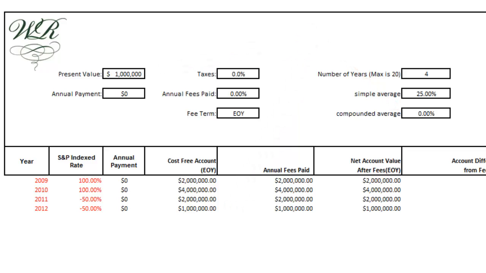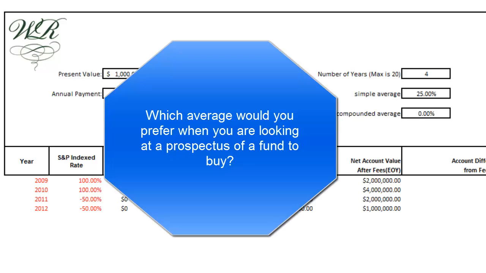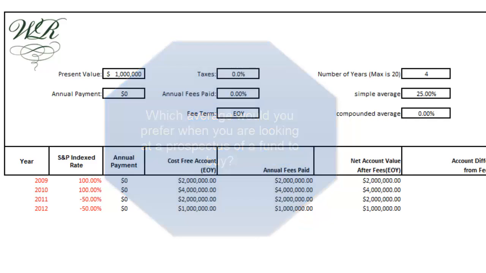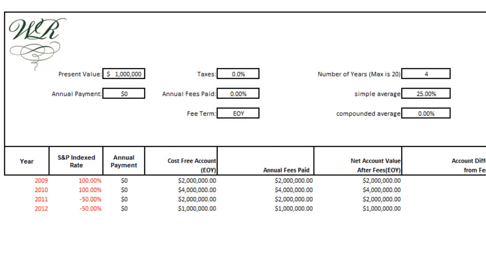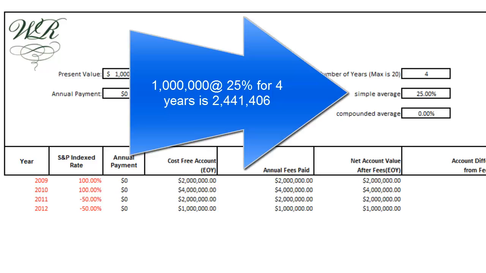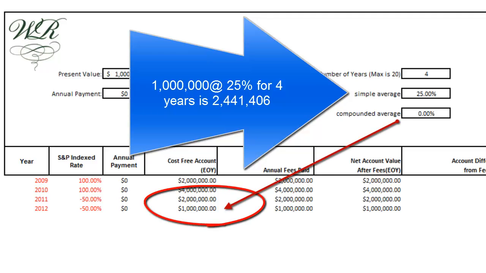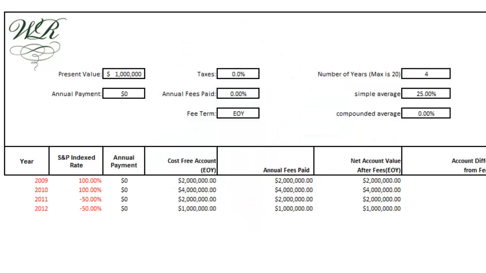Here's a question. If you were investigating an investment for you to buy, which average would you like to use? Because a simple average of 25% leads you to believe that $1 million grew by 25% over the 4 years, when in actuality the compounded return was 0. You've got to know the difference between the two. But we're suggesting not to be in the market anyway, so this is kind of a moot point if you agree with us. But it is important to know the reality.